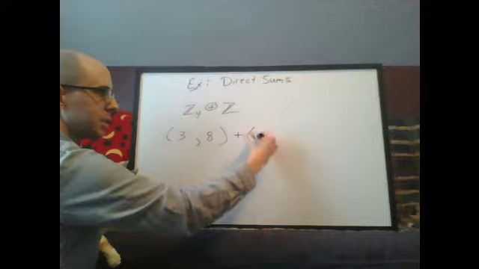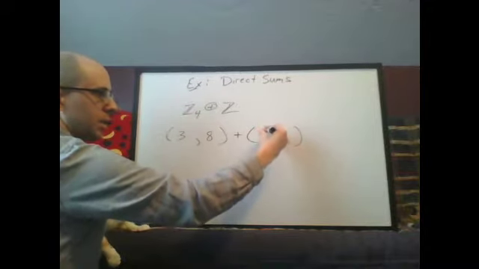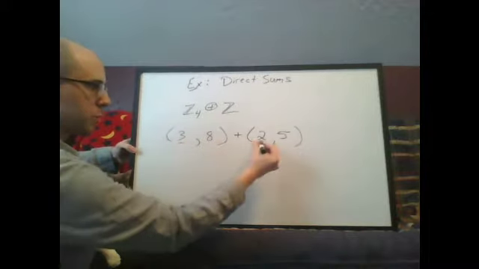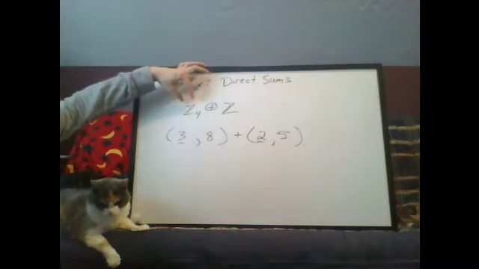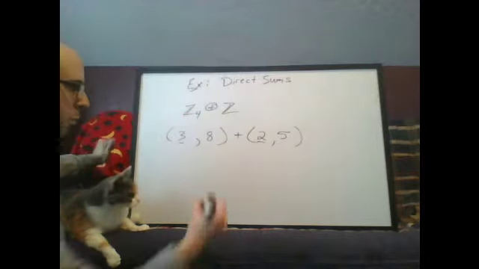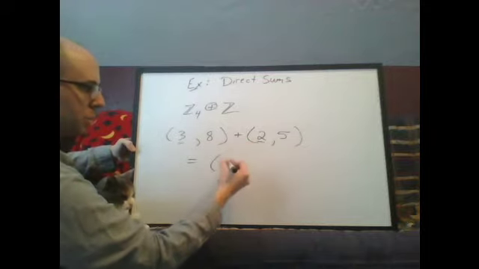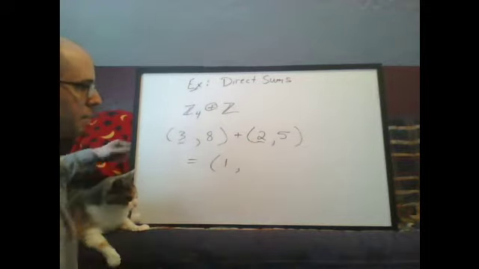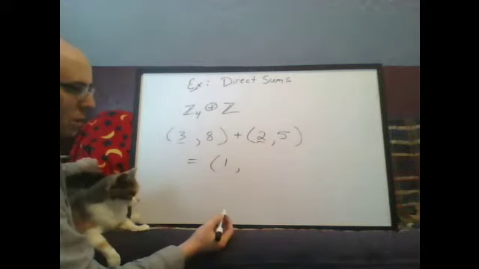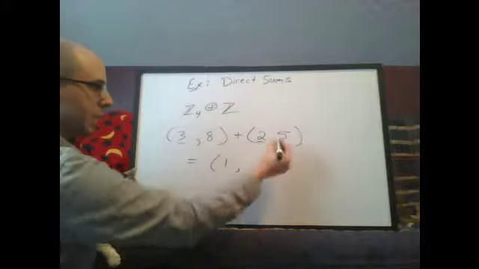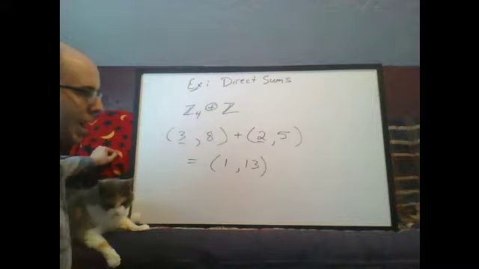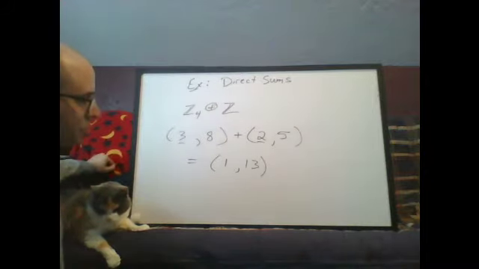If I want to add it to another one, say 2, 5, the way I add is in the first coordinate, my operations are done in this ring. So in this example, I would be doing addition mod 4. So I would get 3 plus 2 is 5, but mod 4, that's 1. In the second coordinate, that's just Z. Those are just ordinary integers with ordinary integer addition. So 8 plus 5 is 13. So these two pairs added together give you 1, 13.